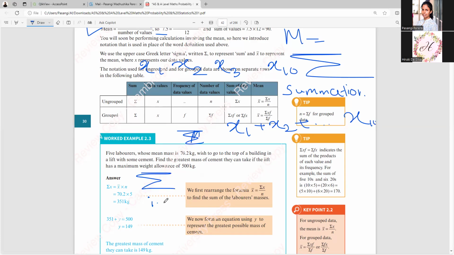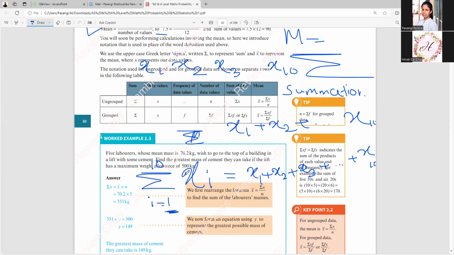Sigma, i equals 1 to 10, xi. See, xi means here this i changes from 1 to 10. What is i? It means the index. We have x1, x2, x3, x4 up until x10, so here we have to start from 1 up until 10. We can write it like this. So the expansion would be x1 plus x2 plus x3 plus up until x10. Is it clear? That is the notation we have.